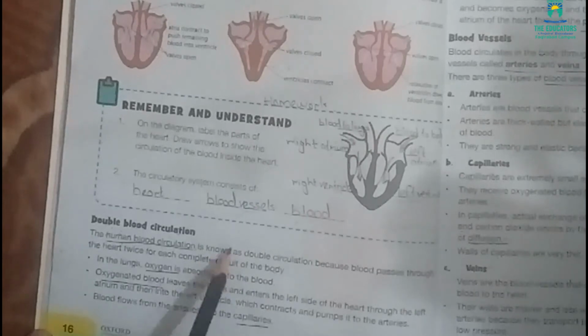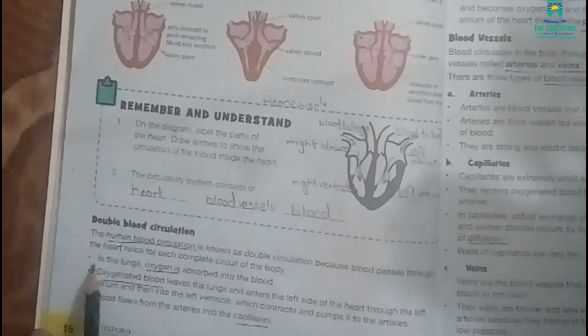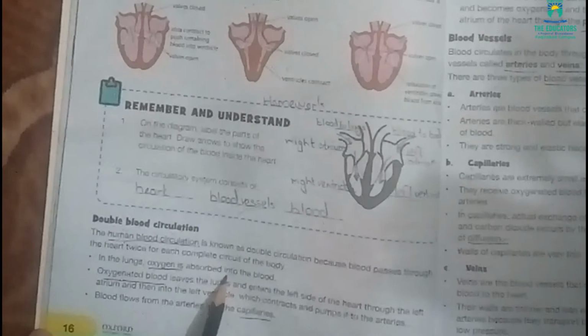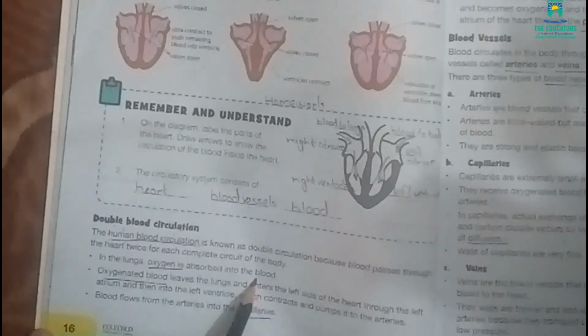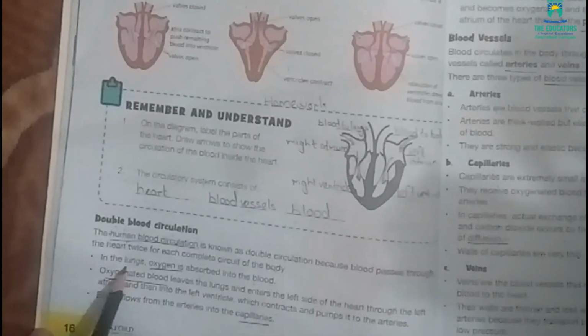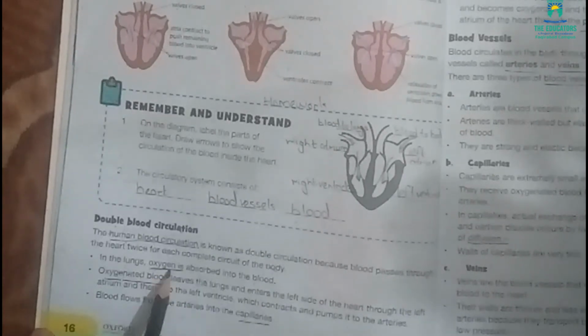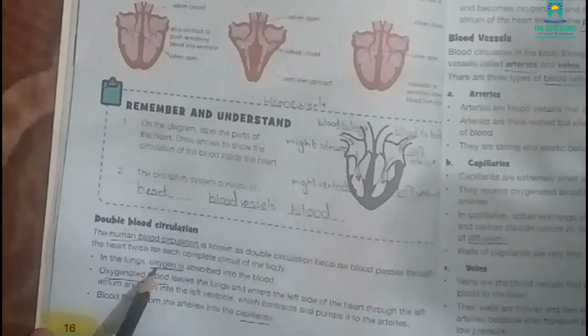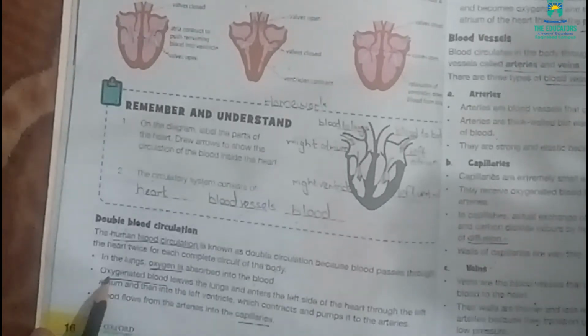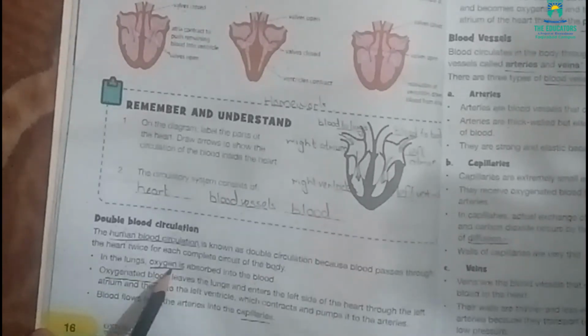In the lungs, oxygen is absorbed into the blood. Which gas is absorbed? Oxygen. Underline this word. Oxygen is absorbed into the blood.